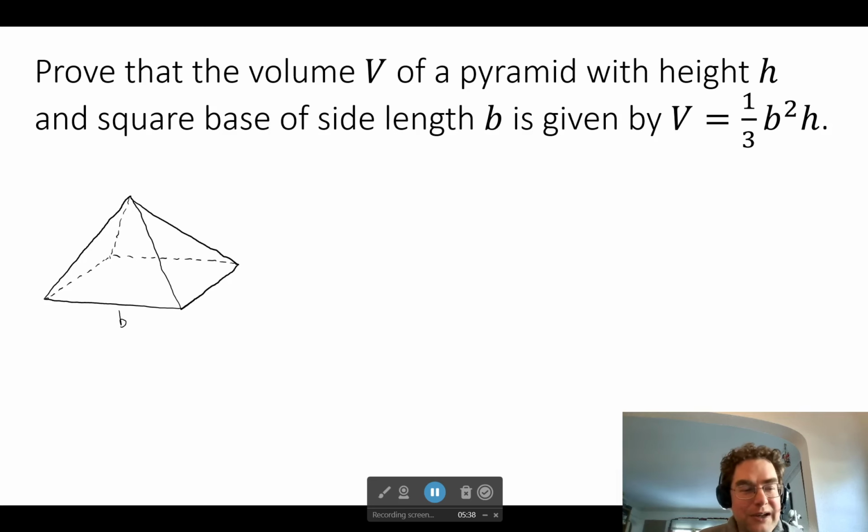Certainly not how it was done originally back in the ancient world, but we can use calculus for it now. So the first thing we need to do, since this situation does not come with a prefabricated coordinate system, is make one. And what I'm going to do this time, you may question my judgment here, is put the y-axis right down the axis of the pyramid, and then I'm going to put the x-axis like so.